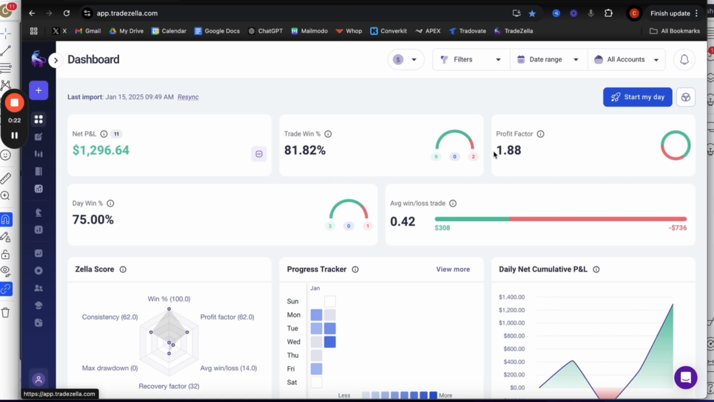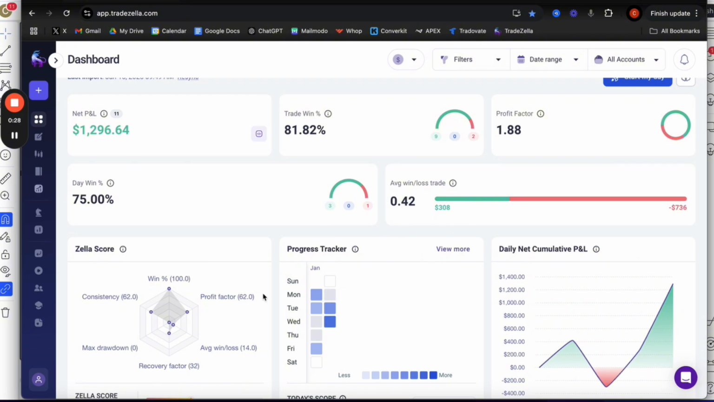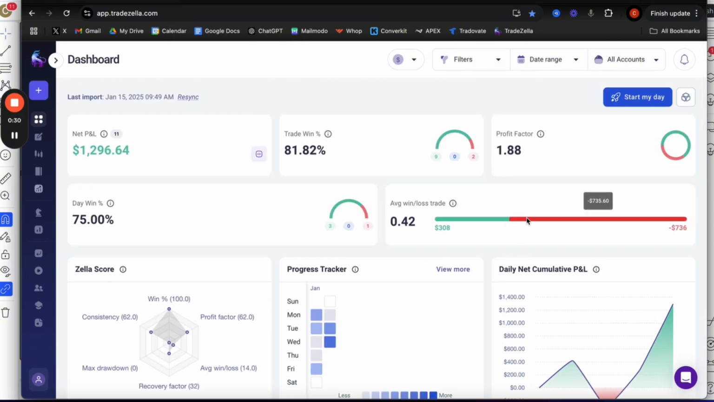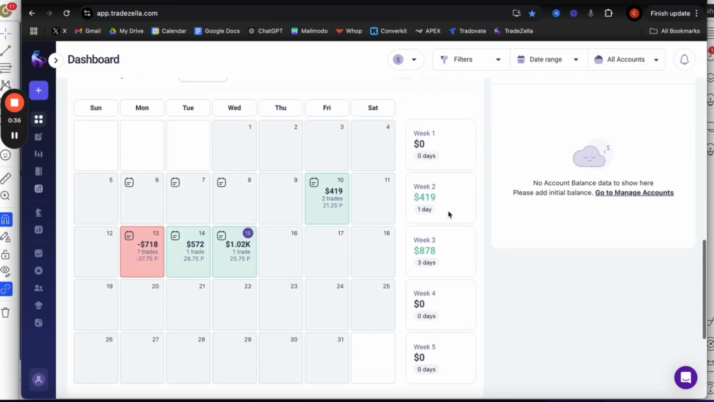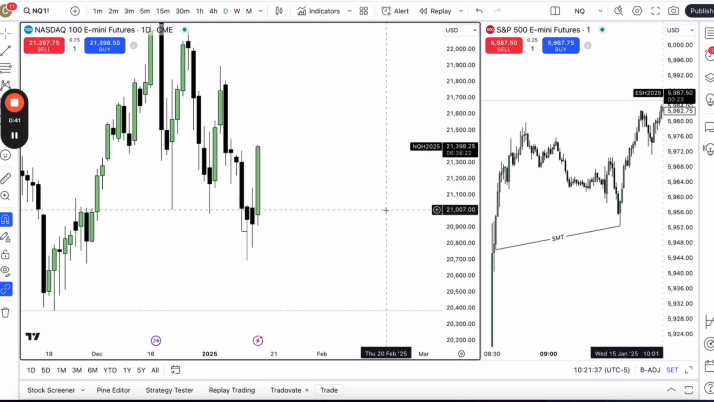So these are my stats: 1.88 profit factor, 81% trade win percentage, 75% day win percentage. I don't know why this hasn't updated. Obviously, my trade from today was more than $736. But yep, as you can see, here are my trades from January. And then let me just give you today's recap.